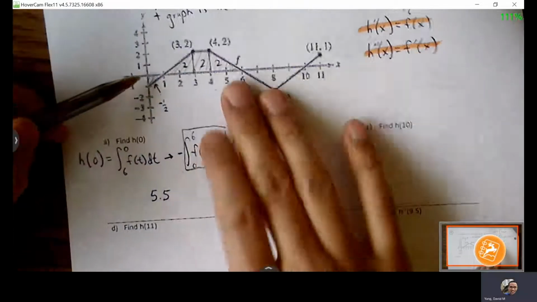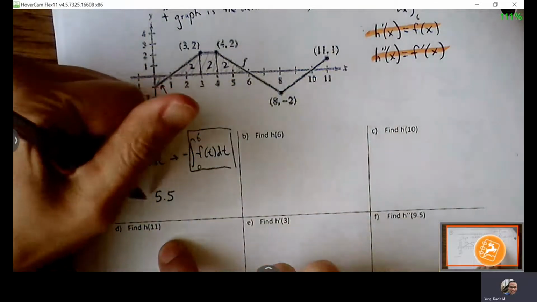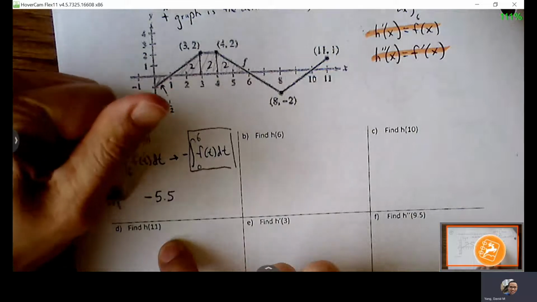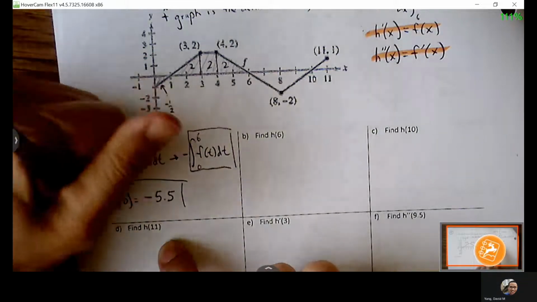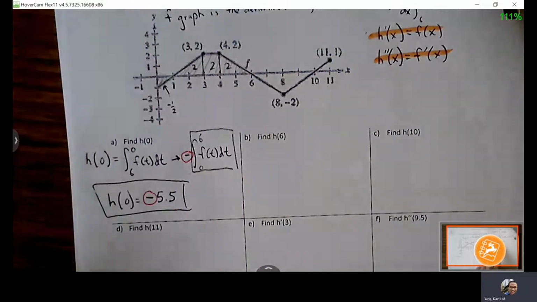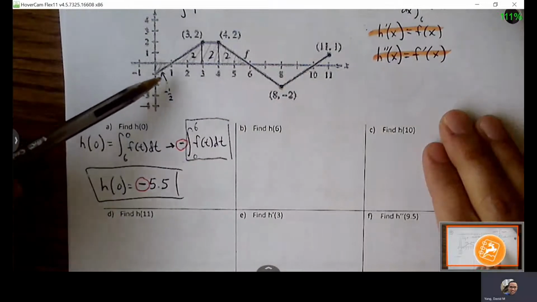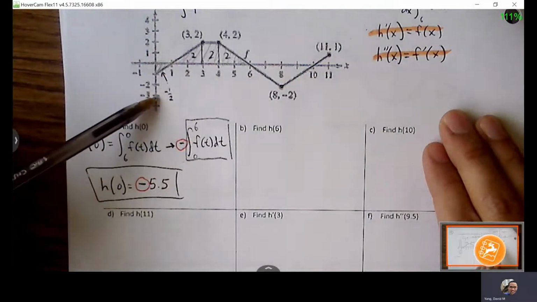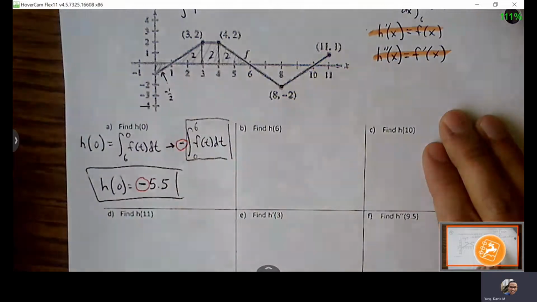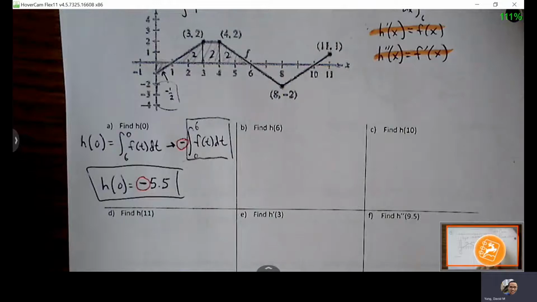Right, we know that the value is 5.5, but then we kept track of this negative, right? So it's going to end up being negative 5.5. Right, it's just tracking that negative all the way through. Okay, how do you guys feel? Yeah, I did negative 1/2 plus 2 plus 2 plus 2. Yeah, negative 1/2. Okay, good.